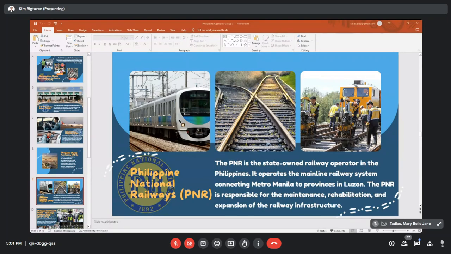Pero nay other nga railway lines sa Manila ang MRT o LRT. Ang meaning sa MRT, Metro Rail Transit System, and the LRT is Light Rail Transit System. They provide a convenient, efficient, and affordable way for commuters to navigate Metro Manila and its surrounding cities.